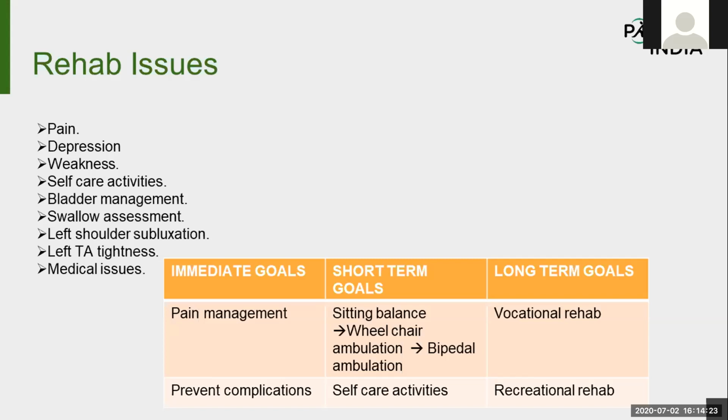Now goals of management, immediate goal is management of pain and prevent further complications. Short-term management, as she's already having bed mobility, her sitting balance has to be trained, then moving on to wheelchair ambulation and bipedal ambulation, and also training for self-care activities. Long-term goal, she has to be given vocational training and recreational rehab.